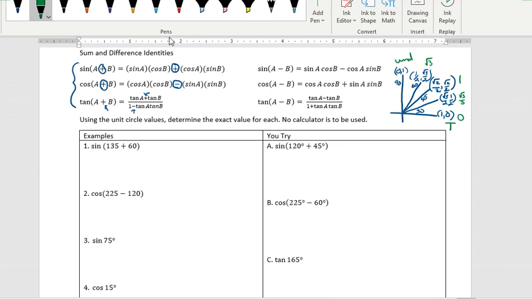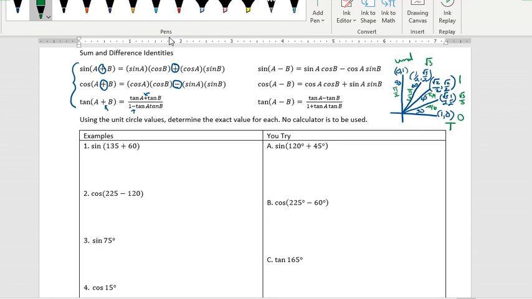And if you need this, this is pi over 6. This one's pi over 4. This one's pi over 3. And this is pi over 2. Okay, with that done, let's go into this.